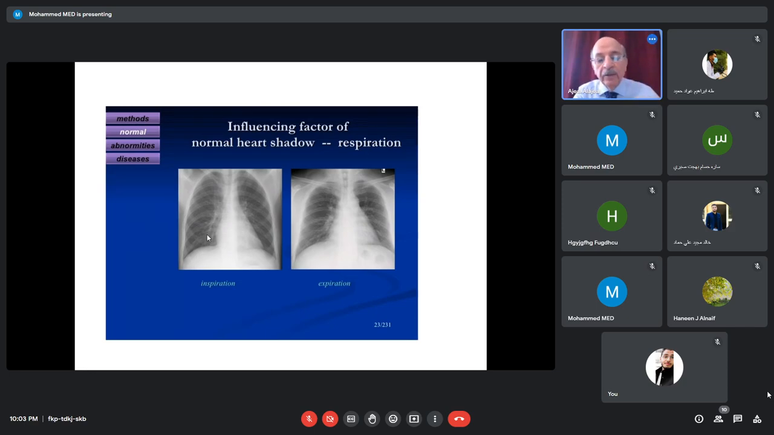Okay, you can see that the film on inspiration is the normal, while the one on the right-hand side, in expiration for the same patient, the heart looks bigger. Why does the heart look bigger? Because normally the heart moves like this: when the diaphragm goes down, in inspiration, the heart will look smaller. In expiration, the heart will look bigger. Next slide, please.